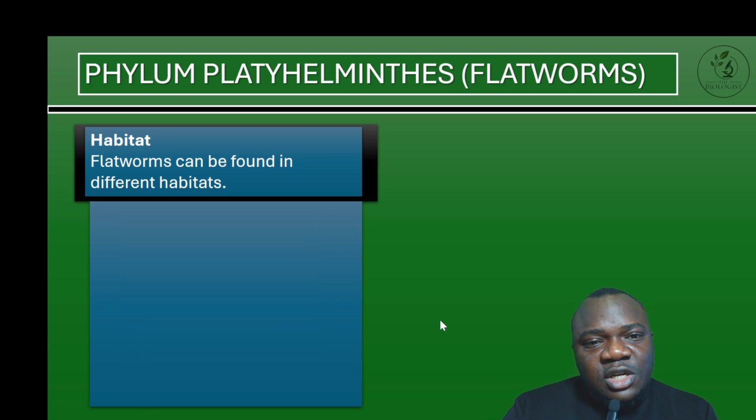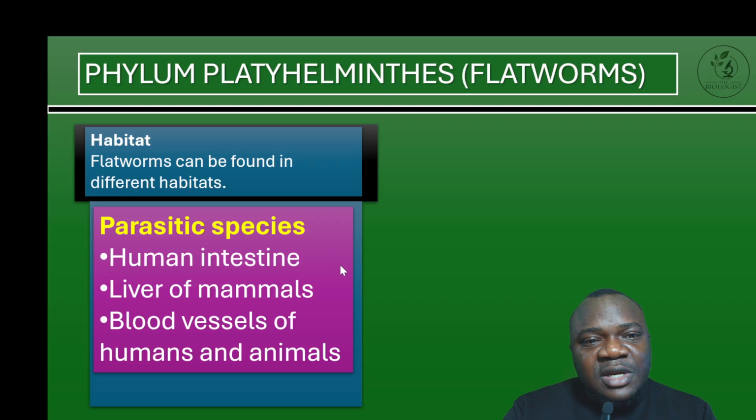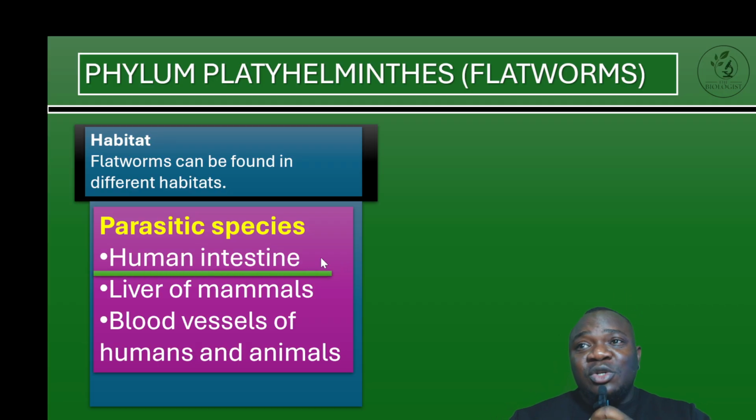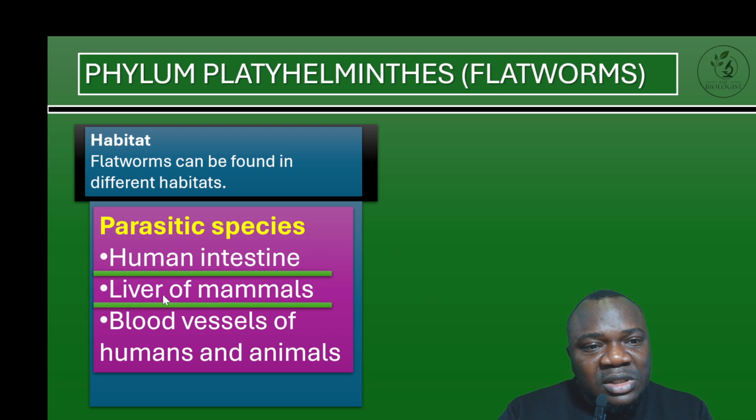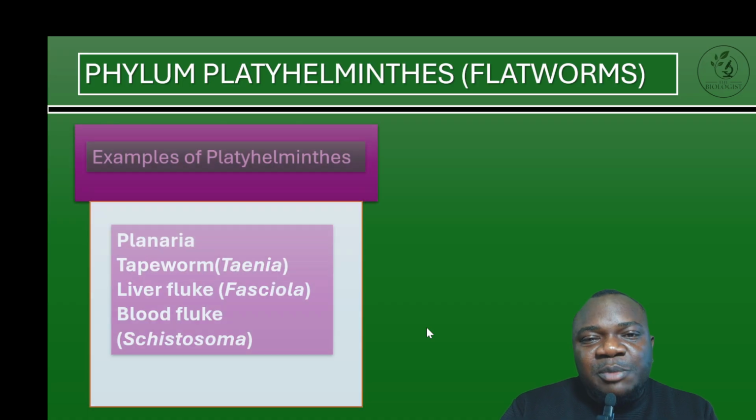For the parasitic species, you can find them in the human intestine, because parasites, like I told you, are found inside or outside organisms. Most of them are found in the human intestine. When you eat food, they derive nutrients from you. Sometimes you may eat a good meal but still lose weight, or start feeling hungry, because of this type of species in the intestine that brings about this parasitic relationship. Some of them are found in the liver of mammals, while some are found in the blood vessels of humans. These are the parasitic species.